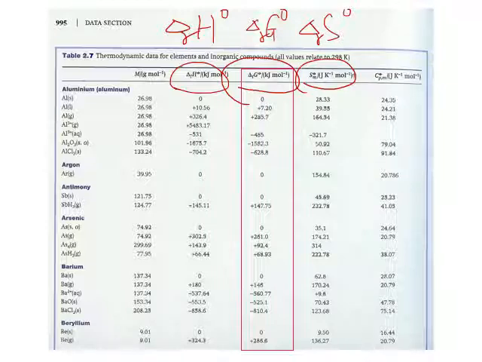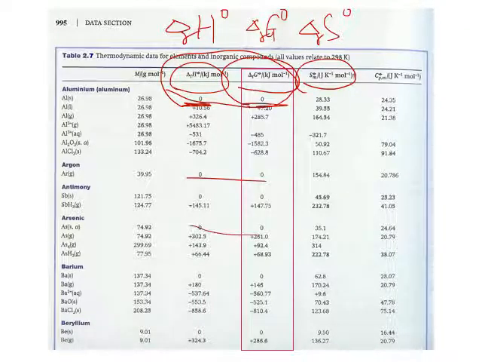Now note that these two, the standard formation enthalpy and the standard formation Gibbs energy, are both defined as the formation of the compound from its elements. So the elements' formation enthalpy is 0. The formation Gibbs energy is also 0. So both are 0 for their elements. But for the entropy, this is not the formation entropy. It's the absolute entropy. So you don't see zeros here.